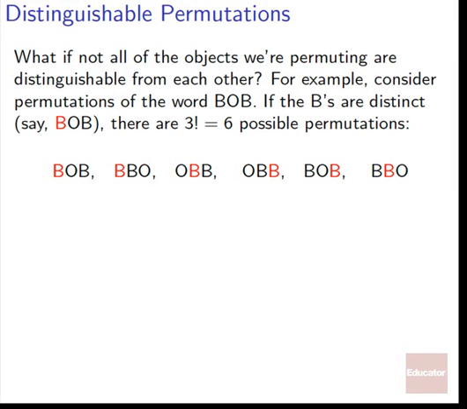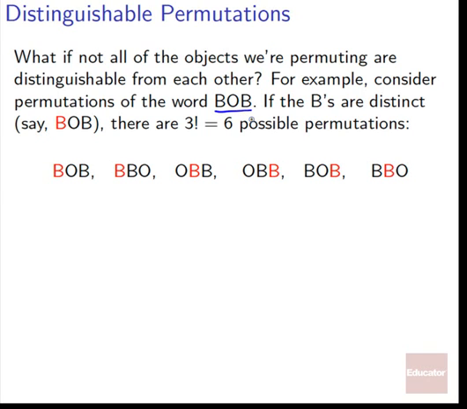So what about distinguishable permutations? So far, everything we've looked at, we've had cases where all of the objects we're rearranging are completely distinct from one another. For example, when we were talking about the bag full of letter tiles, we only had one of each letter, so we could tell the difference between each of the tiles in there. But what if they aren't going to be distinct from each other? So for example, let's consider a nice simple example. If we're going to permute the word Bob.